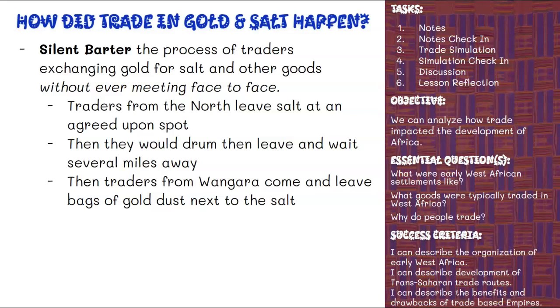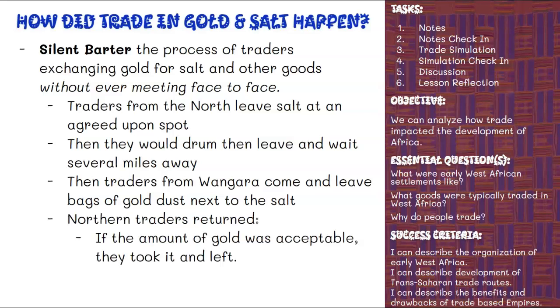And then traders from Wangara are going to come and leave bags of gold dust next to the salt. If the northern traders are cool with the amount of gold that they left, they'll just take the gold and leave. But if they're not good with it, they're going to leave, bang the drum again, and go, so that until they are satisfied with the amount of gold that is left. And that is one way they exchange.